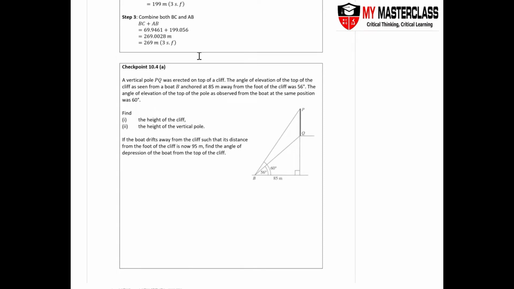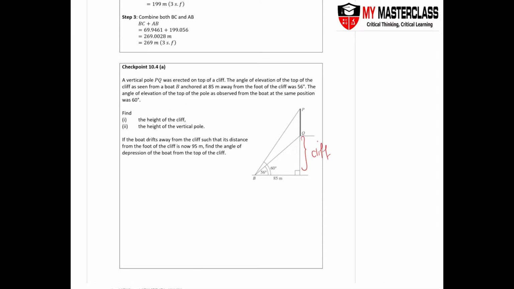Now in the chapter of trigo ratio, let's take a look at checkpoint 10.4 part A. Now they're telling you that a vertical pole PQ is erected on top of a cliff, meaning that this distance is actually a cliff. Okay, so cliff. Angle of elevation on top of the cliff is seen as boat B anchored at 85 meters away.